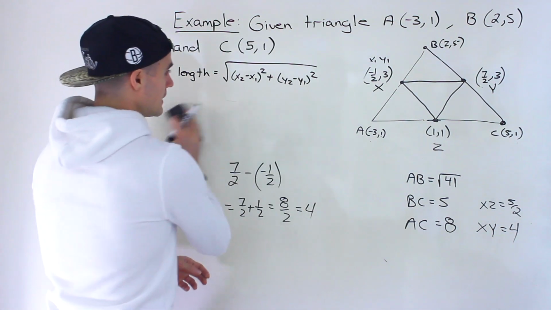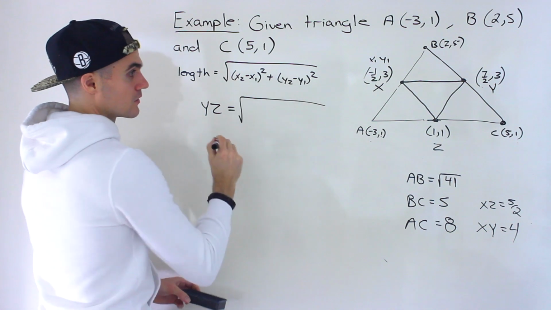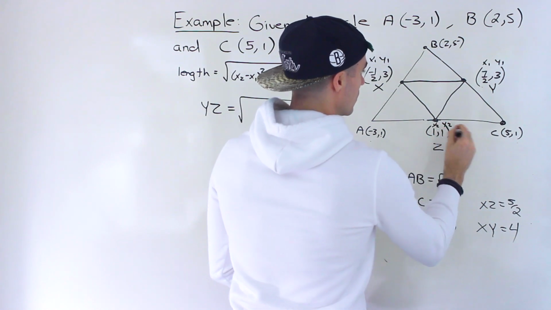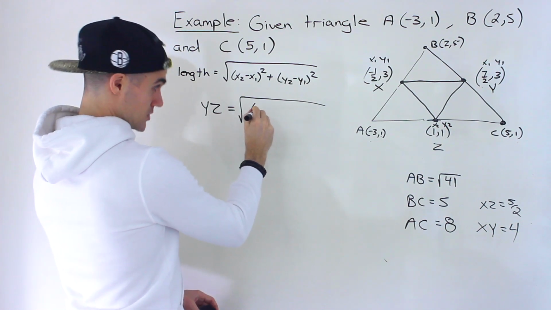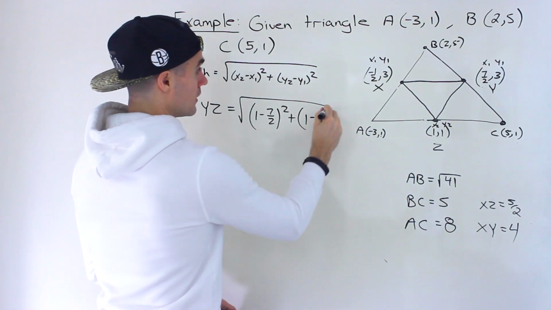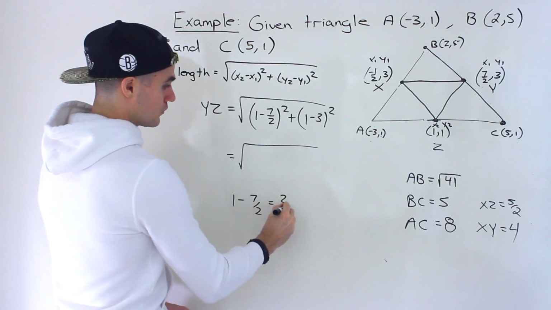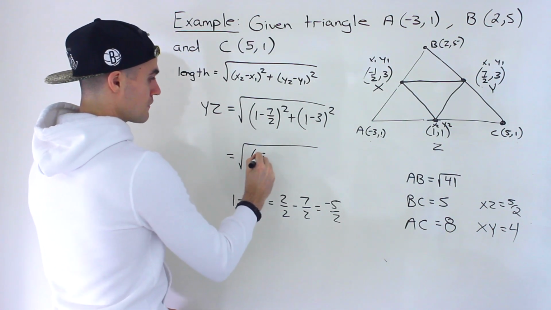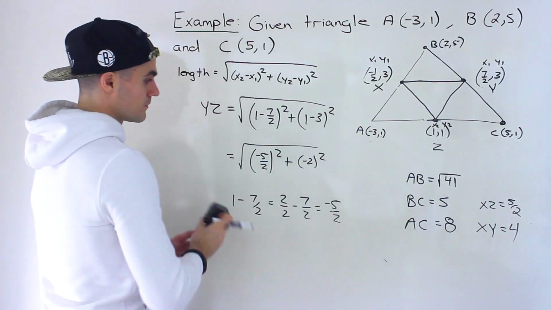And then finally, what's left to find is the length of YZ. So I'll let this be x1, y1, I'll let this be x2, y2. Okay, so let's be careful with the fractions here. So we'll have the square root of x2 minus x1 squared plus y2 minus y1, and then that's going to be squared. So what would end up happening here? 1 minus 7 over 2, that's like 2 over 2 minus 7 over 2, which would give us negative 5 over 2. So that would be negative 5 over 2, that's going to be squared, plus 1 minus 3 is just negative 2, and then that's going to be squared, like that.